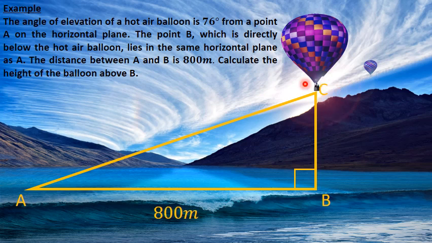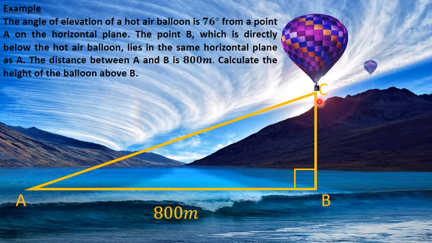And then fill in the 800 meters that was given to us. Now let's look at the question again. They are asking us to calculate the height of the balloon. Now a height will always be a vertical distance. And so we are looking to find the distance of CB here.